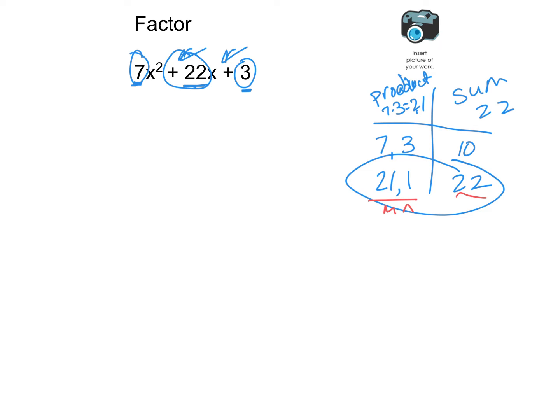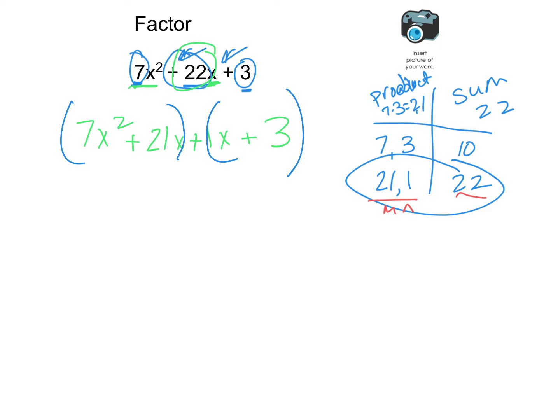Okay, so now you're going to rewrite this trinomial spreading apart your M and your N. So your first term stays exactly the same. Your middle term is going to be your mx, or whatever variable that is, plus your nx, or whatever variable that is. Your third term stays exactly the same. Now we're going to group the first two and the last two. You might have to change your M and your N around if it doesn't have a greatest common factor. But this one does. I know my greatest common factor is 7x.